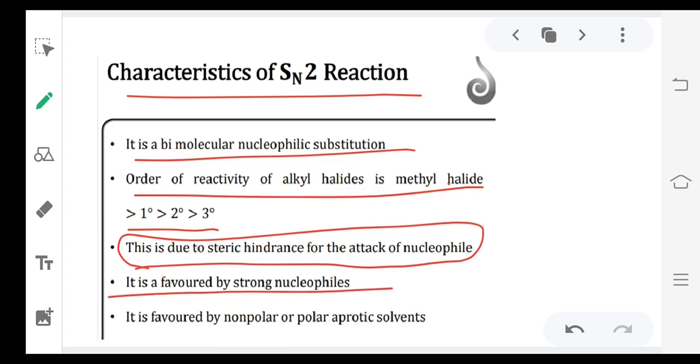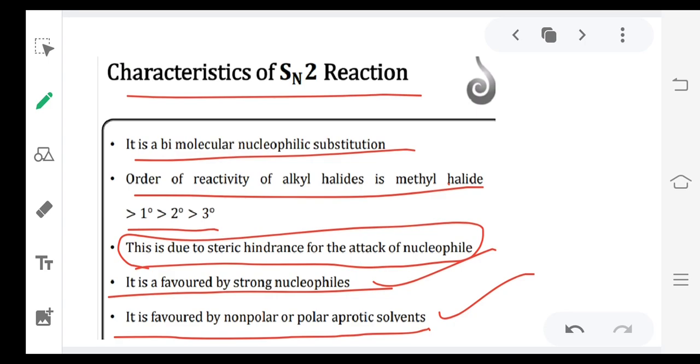And it is favored by strong nucleophiles. Nucleophile should be strong. It is favored by non-polar or polar aprotic solvents. When there is a non-polar solvent, it won't hinder the nucleophile's attack on carbon. If it is a polar protic solvent, these polar molecules will attract that nucleophile, so attacking of the nucleophile on carbon will be difficult. That's why non-polar solvents or polar aprotic solvents are favorable for SN2 reaction.